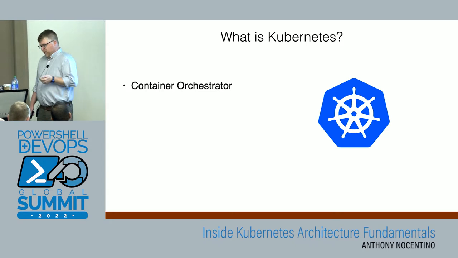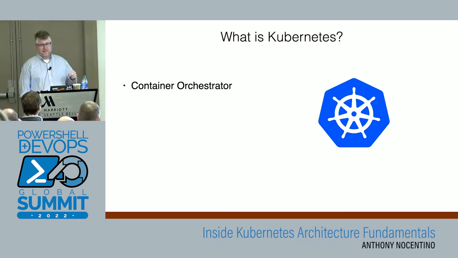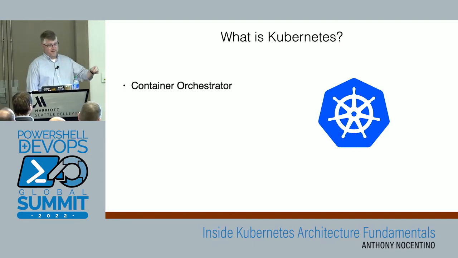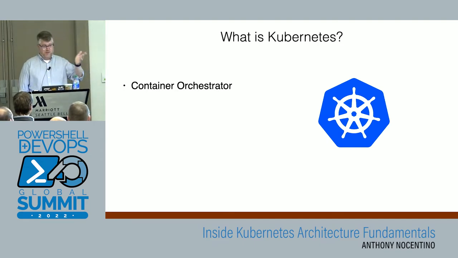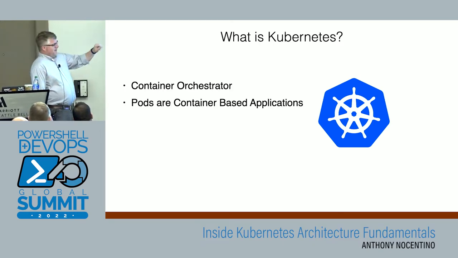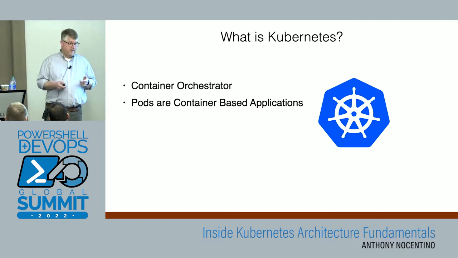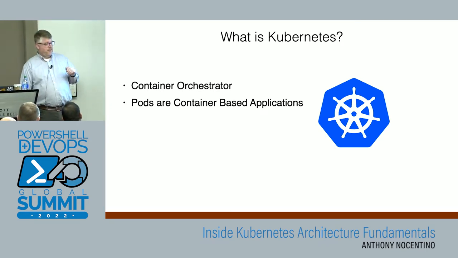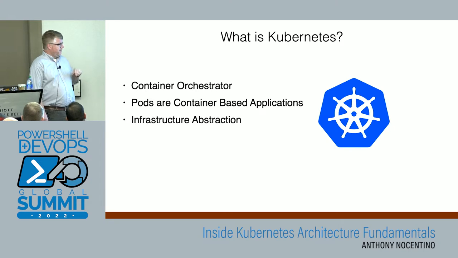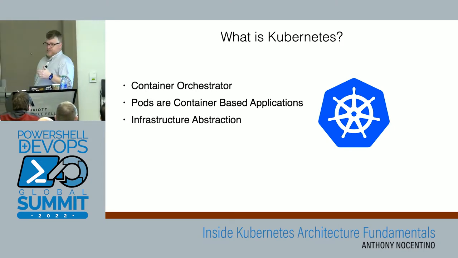I jokingly like to say that Kubernetes has one job. It starts containers on nodes in a cluster. What I mean by that is it literally will start a container on some sort of compute resource, whether it's in the cloud, on-prem, whatever. A pod is your container-based application. It's a wrapper around the container or containers that you want to deploy in your app. We'll get into all the gory details about what that means. One of the cool things about Kubernetes is it provides an infrastructure abstraction.